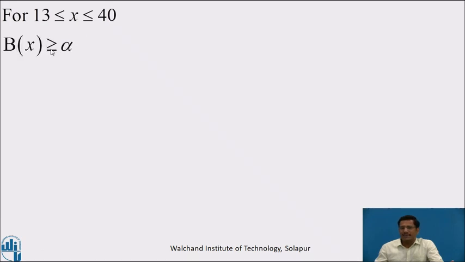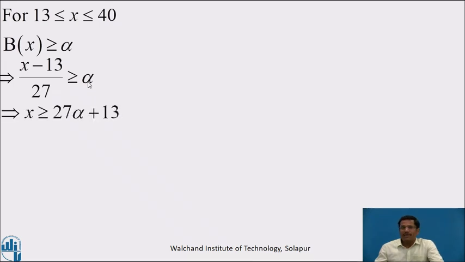Now, similarly, in the same way, we can find the alpha cut of B. For B, the first range is from 13 to 40. In this range, we want B of x to be greater than or equal to alpha. In this range, B of x is defined as (x minus 13) upon 27. We want it to be greater than or equal to alpha. Solving for x, we find x is greater than or equal to 27 alpha plus 13.